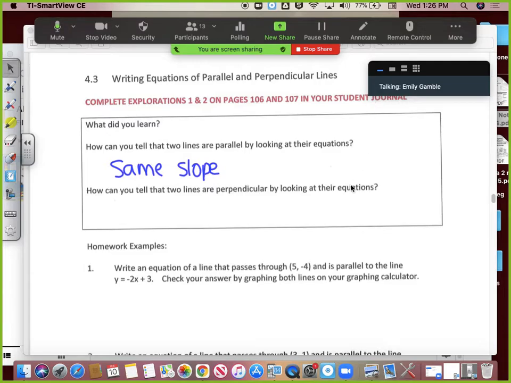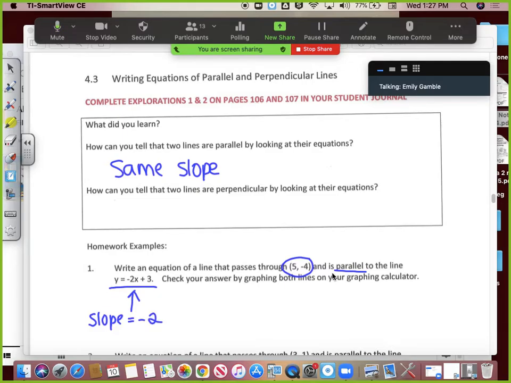So the last thing I want to end with really quickly is example number 1. Just bear with me, I'm going to try to go quickly through this. We're going to do one more problem today to end the class, and we're going to be creating an equation of a line that passes through this point and is parallel to this line. This line has a slope of what? Yes, this line has a slope of negative 2.